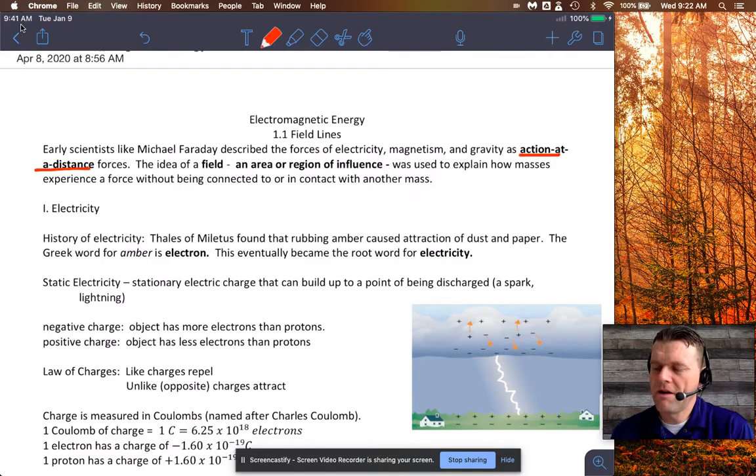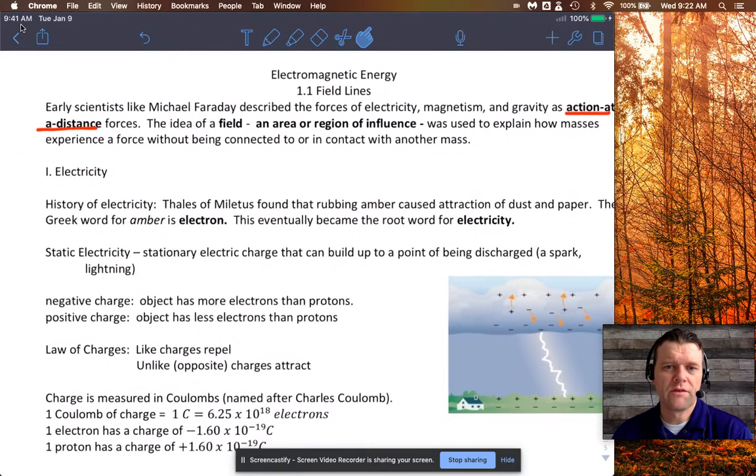And when we talk about a field, that's just like you imagine a field, an area or a region. But it's an area or region where you would feel an influence from something, either electricity or magnetism or gravity. So that's sort of the general idea of fields. So we're going to look at electricity first.